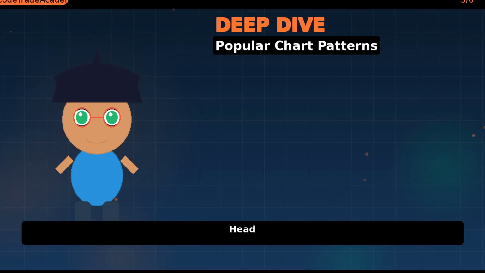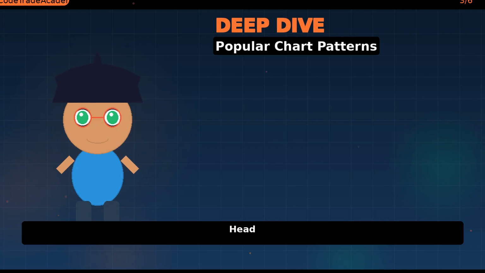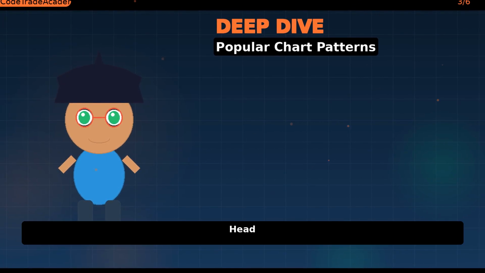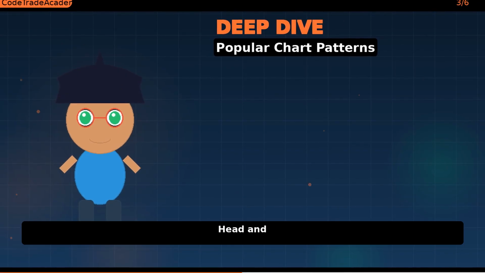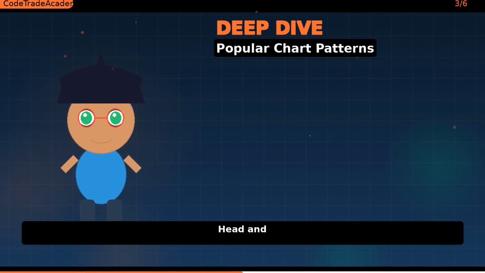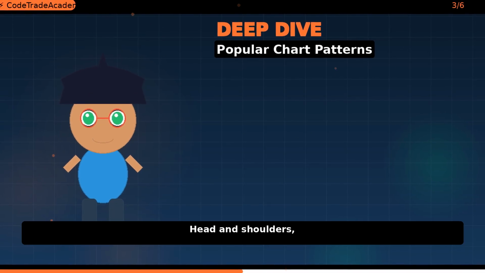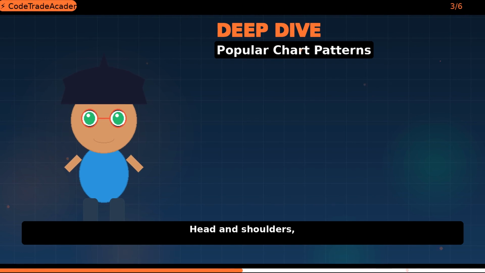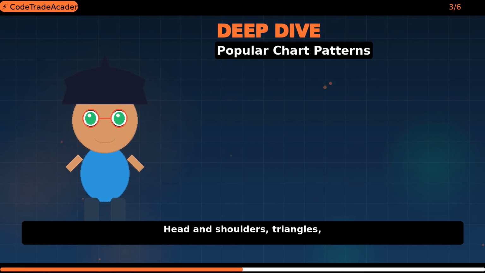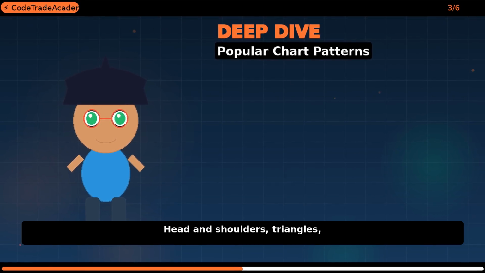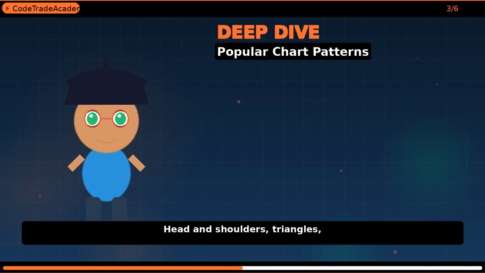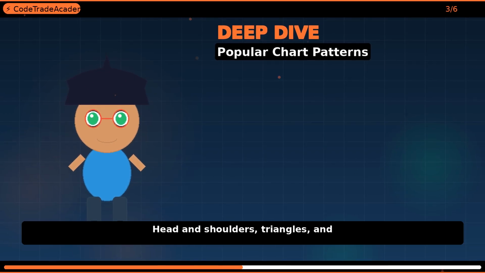Now, let's dive deep into some of the most popular chart patterns. First up, we have the head and shoulders pattern. This pattern is a reversal pattern, which means it forms when the price is about to change direction. It's called a head and shoulders because it looks like a head with two shoulders. The head is the highest point, and the shoulders are the two lower points on either side. When you see a head and shoulders pattern, it's a sign that the price is about to drop.